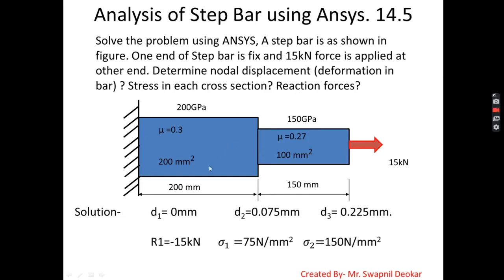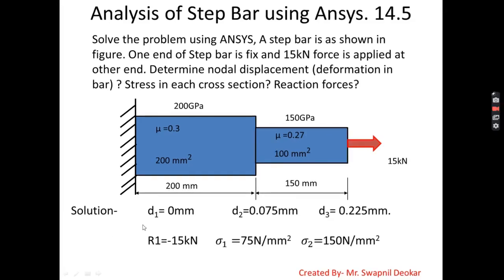Now this is the diagram that is given. This is our first element and this is our second element. First element area is 200 mm square, second element 100 mm square. First element's Young's modulus is 200 gigapascal, second element 150 gigapascal. Poisson's ratio for the first element is 0.3 and for the second element 0.27. The length of the first element is 200, and it is 150 for the second element.